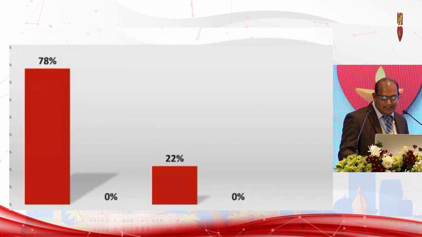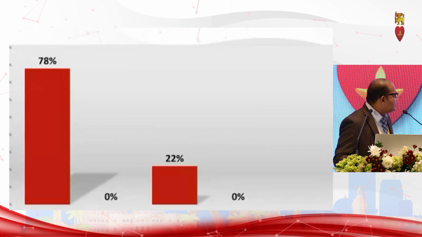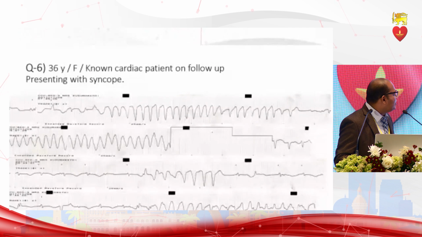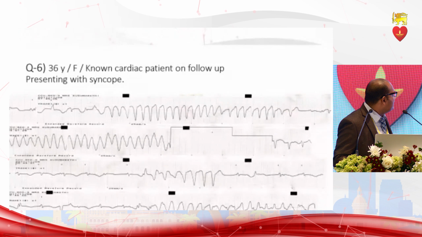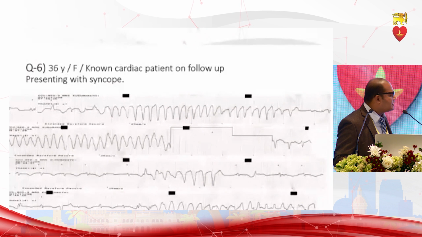Yeah, so that's an excellent pick. The right answer is long QT syndrome. The answer is very clear here. You can see how prolonged is the QT. The QT interval, in fact, extends up to the next QRS complex.